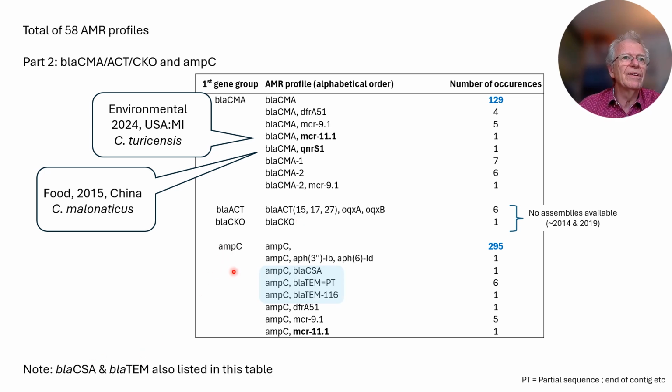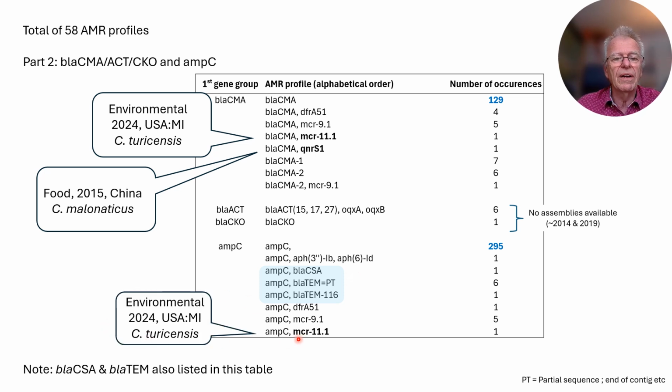If we come down to the AMPC, you can see that there's a variety of the BLA genes also occurring with the AMPC. So we've got the AMPC, which is more associated with cephalosporin resistance, and we have the BLA genes as well occurring. Low numbers, but nevertheless found. We also have a MCR variety 11.1. I think that's the second, and these are the only two which occurred. That's again a tersiensis. Again, it's environmental swab sample 2024, USA, Michigan.